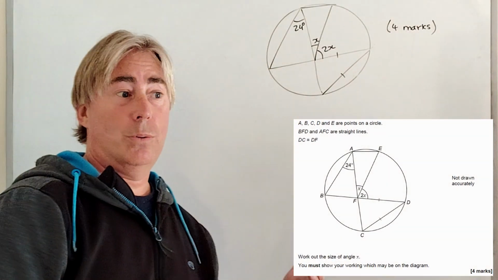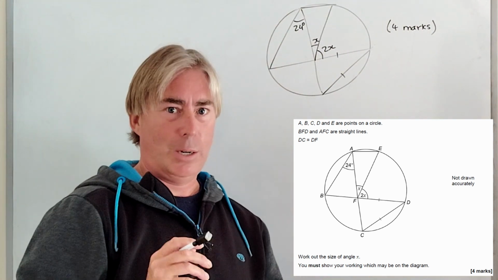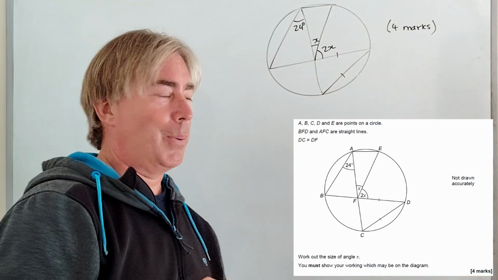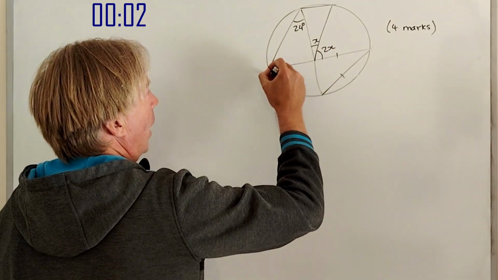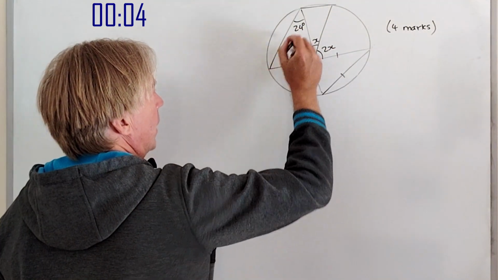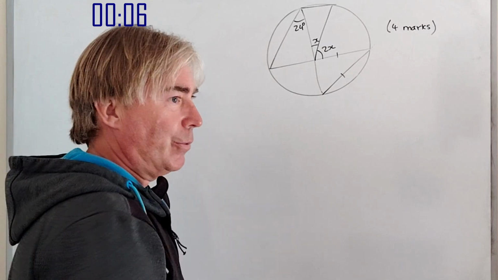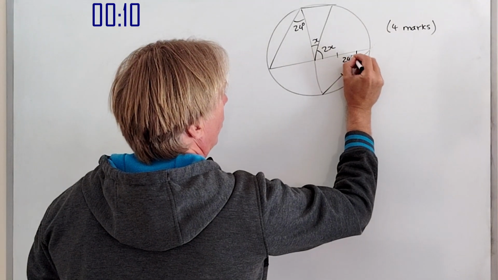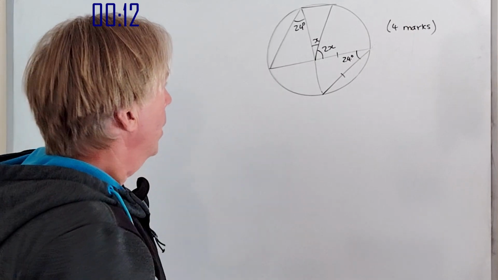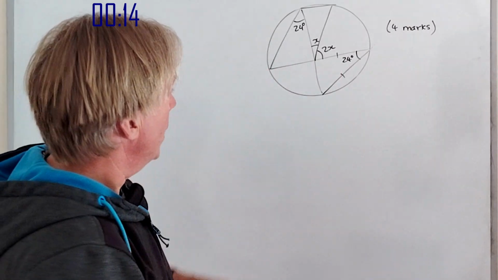Okay, a circle geometry question, 4 marks. I'm going to try and do it in less than 3 minutes. So see how we go. Right, so we're asked to find the missing angle x. So what we have here is the bow tie, if you want to call it that, circle theorem. So I know that this angle is equivalent to this angle at the top of the bow tie. I'll use that again. So that's 24 degrees.